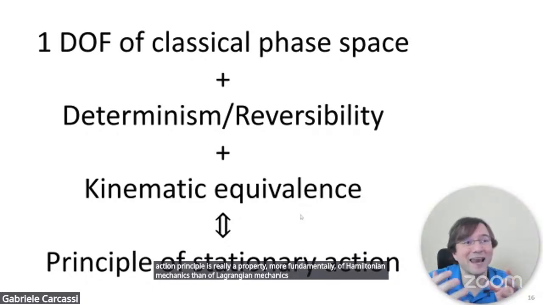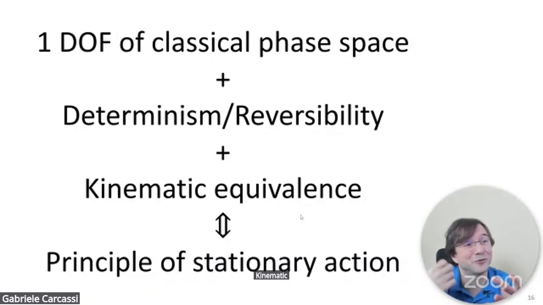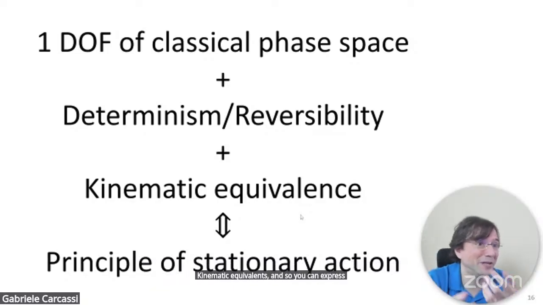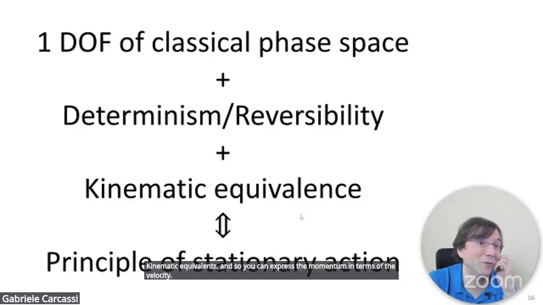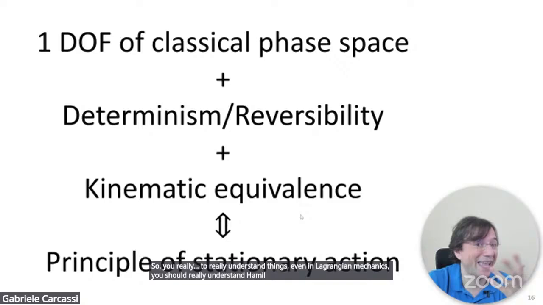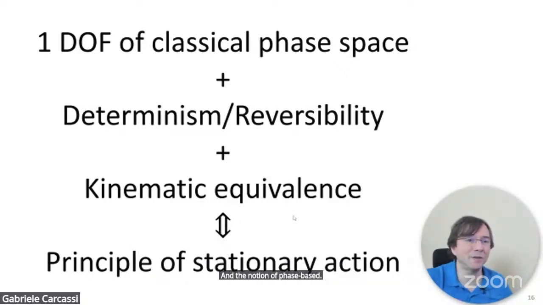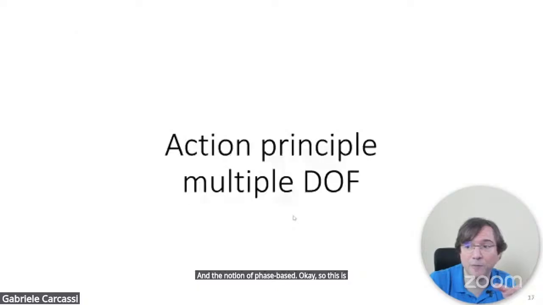And Lagrangian mechanics just makes it more specific for some cases where you have this kinematic equivalence, and so you can express the momentum in terms of the velocity. So to really understand things, even in Lagrangian mechanics, you should really understand Hamiltonian mechanics and the notion of phase space. Okay, so this is for 1 degree of freedom.